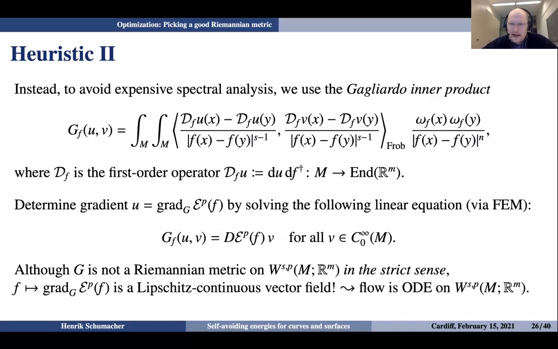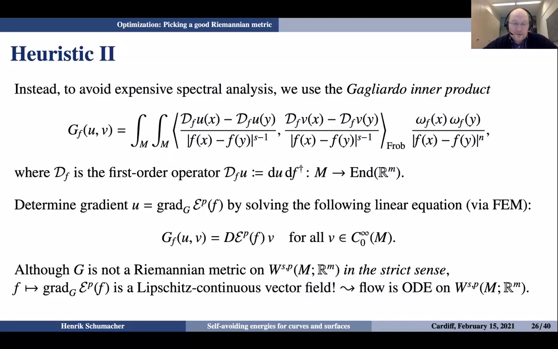There's this notion of Gagliardo inner product that is defined by double integrals and differences of functions. And we also apply a first order differential operator. This is also a scalar product on HS, on the Sobolev space. But it's computable, because we have to do basically the same thing that we have to do for the energy. We have to compute double integrals. And via these double integrals, we also see, oh yeah, this is really similar to the energy. That seems to fit quite well.